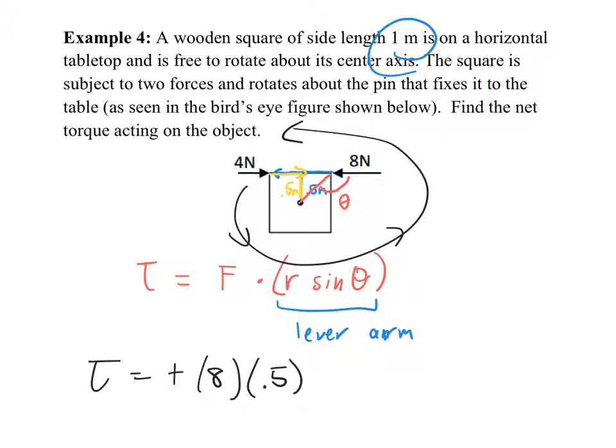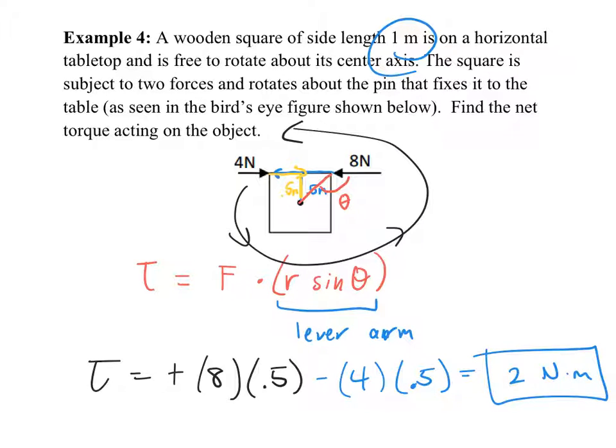And then the 4 Newton force causes a rotation this way, which is clockwise. And we said that clockwise is a negative torque. It's a 4 Newton force, again, a half a meter away. So it's just 4 minus 2, or simply 2 Newton meters. Okay. Positive as an answer is because the 8 Newton force is the stronger one, and it's going to cause it to move counterclockwise. And counterclockwise is positive. Okay, we got one more for today.